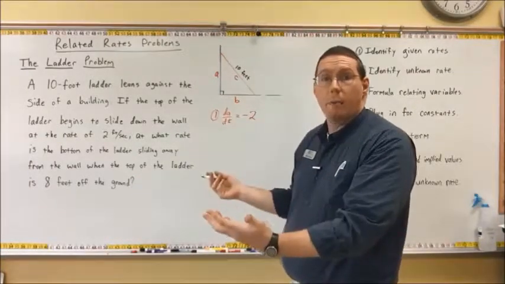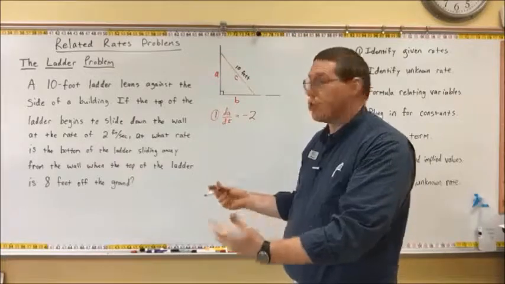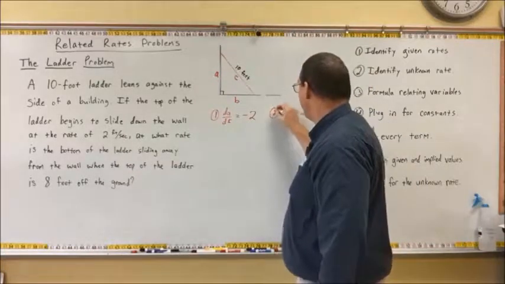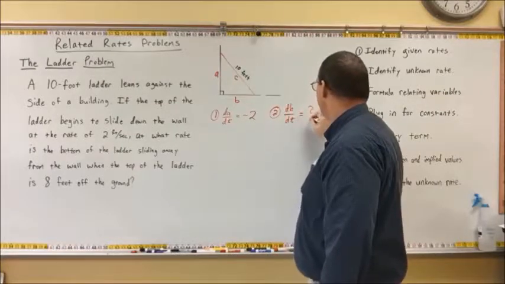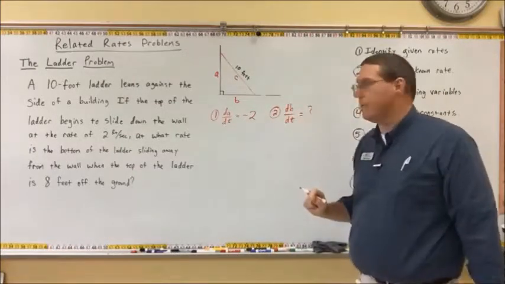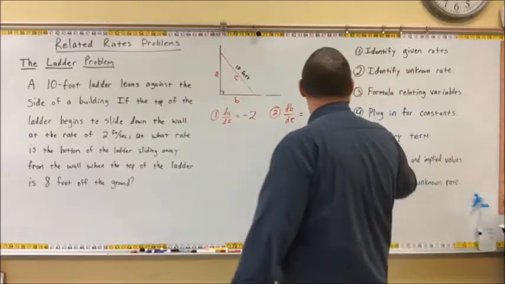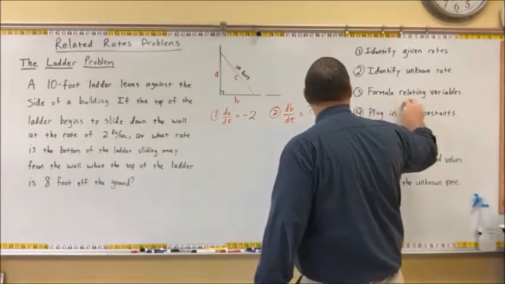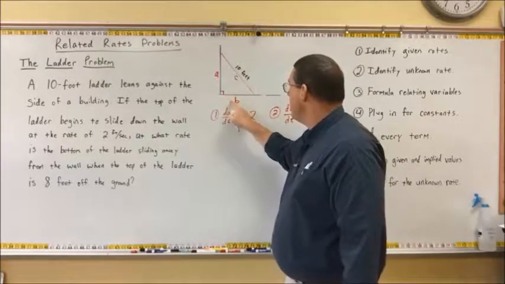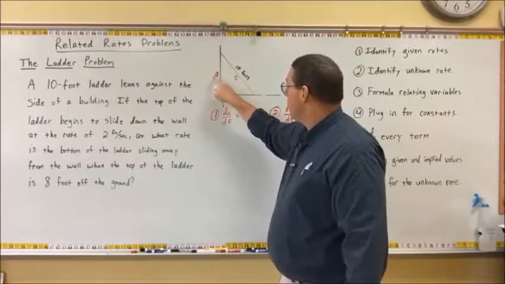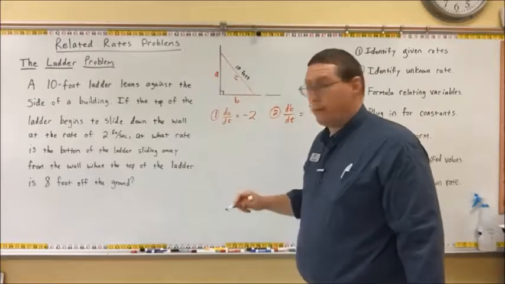And the rate at which leg B is changing, we can call that dB dt, okay? And we do not know that. We're trying to solve for dB dt. Step 3 says find a formula that relates the variables. Is there a formula that relates A and B? Well, there's a formula that relates A, B, and C, and it's the Pythagorean theorem.